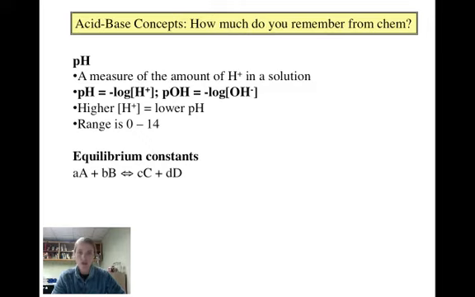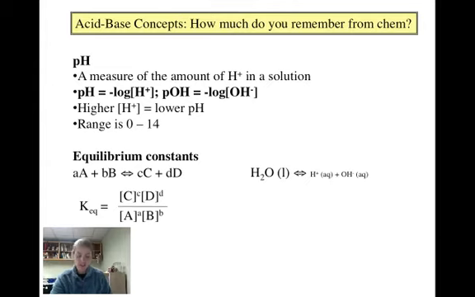The equilibrium constant, or the Keq, is written as the concentrations of the products divided by the concentrations of the reactants. In this case, Keq is the concentration of C raised to the c power times the concentration of D raised to the d power, divided by the concentration of A raised to the a power times the concentration of B raised to the b power. Remember that the concentrations of pure solids and liquids are constant, so the only states that get included in the equilibrium expressions are aqueous solutions and gases.